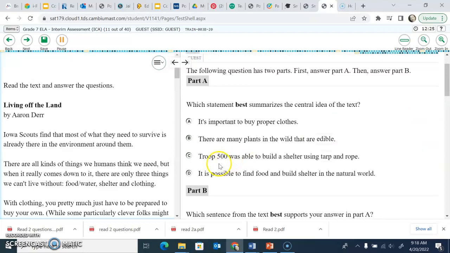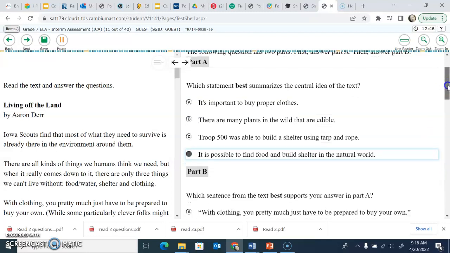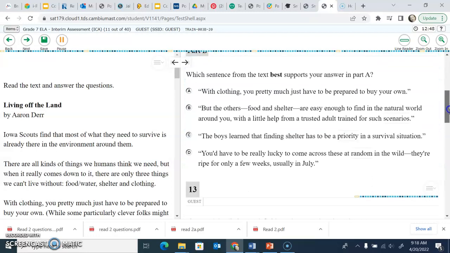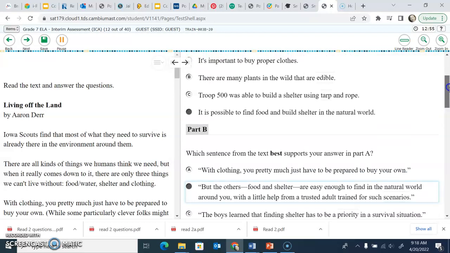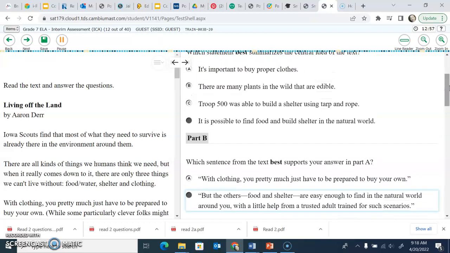So notice I went through and I found the answer that I thought it was, which was D, because I think D incorporates more of what's in the text. So while it talked about plants being edible, it talked about food and shelter. So that's the idea. You want to choose something that's more general when you're dealing with best or central idea. And then when I went down here, the only statement I found that supported it was B. So these questions are going to take you some time, and they're going to take process of elimination.